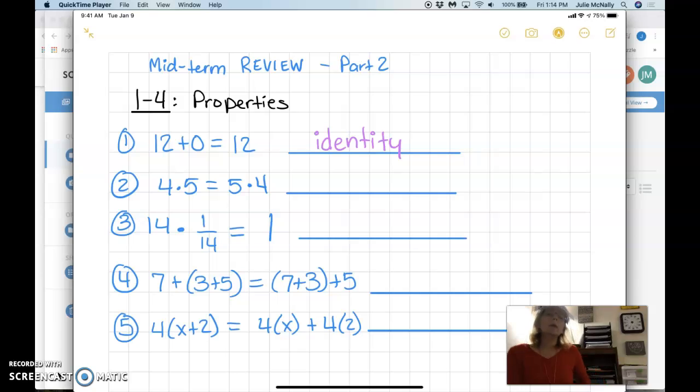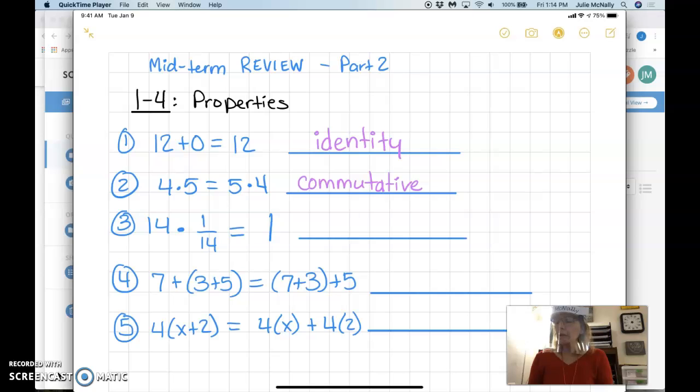How about when you have the same numbers on both sides, but they're just moved around? Commutative. Good. Commutative property. You can almost hear the word move in the middle of commutative. I mean, not really, but I'm trying to help you here. Okay. So commutative property means the numbers moved around. It doesn't change the answer. It just changed the order of the numbers in the problem.